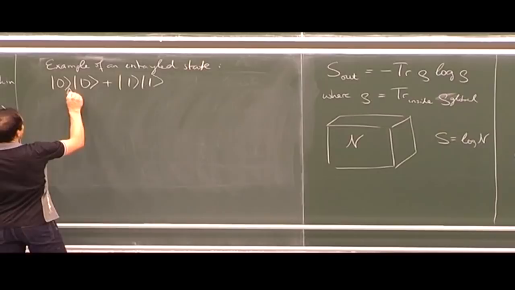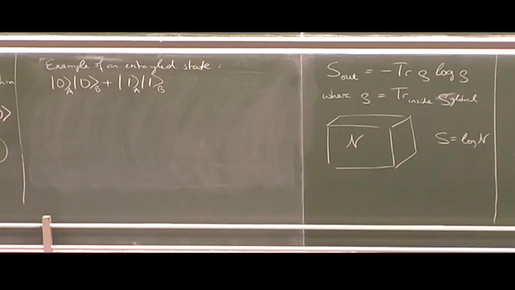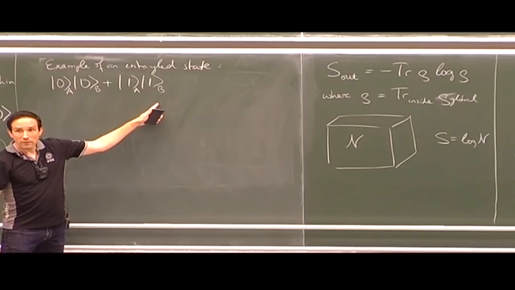And this is one example of an entangled state. Entangled means that if I only have one system, I don't have a pure state, even if the total state is pure. In this example, they're maximally entangled.